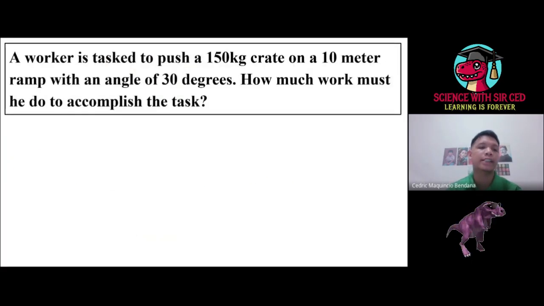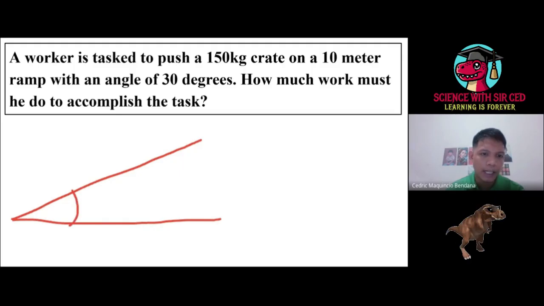A worker is tasked to push a 150 kilogram crate on a 10-meter ramp with an angle of 30 degrees. How much work must he do to accomplish the task? So, I'm going to draw, okay? For example, this is the ground, this is the ramp, around 30 degrees. That is the ramp. And then the man is pushing a crate on the ramp.